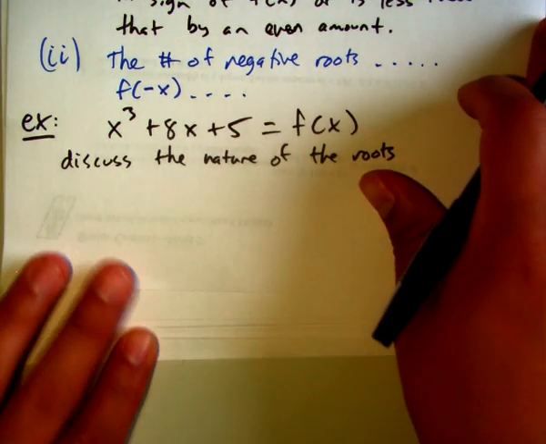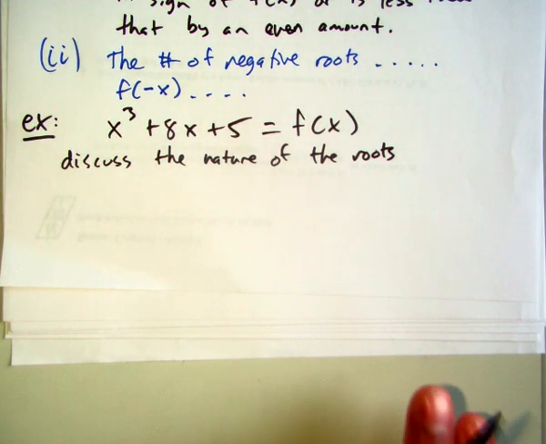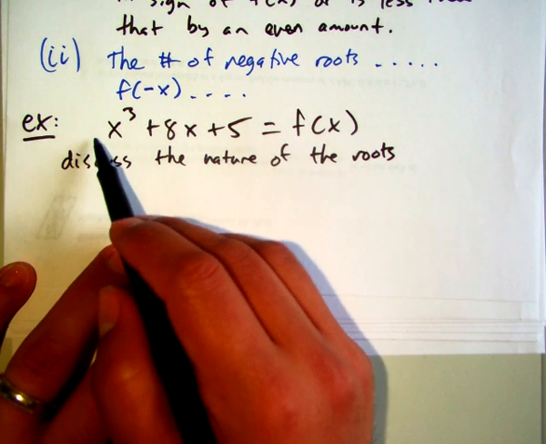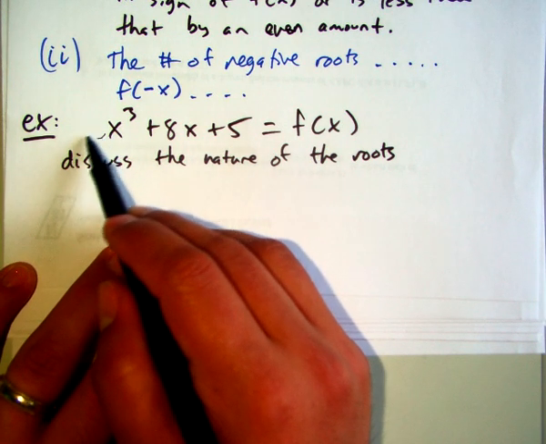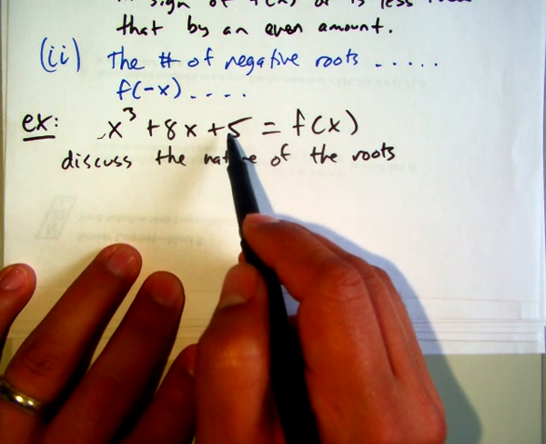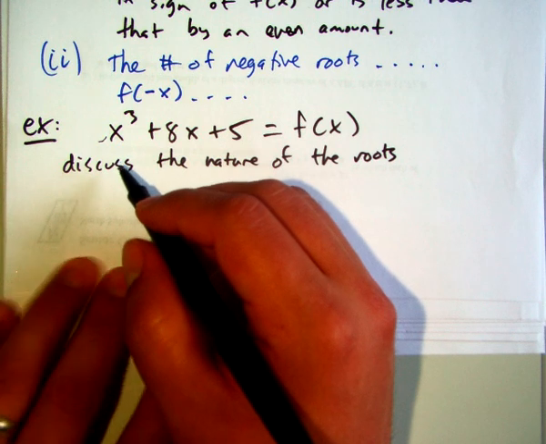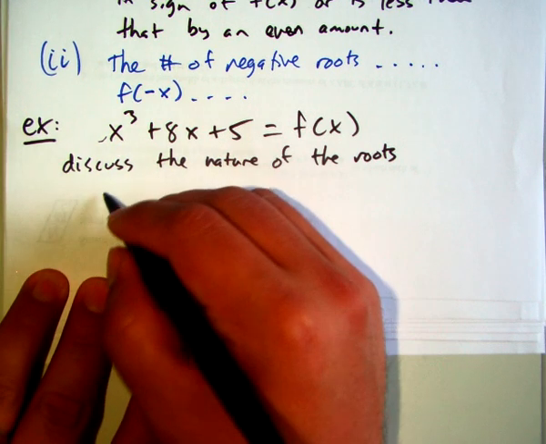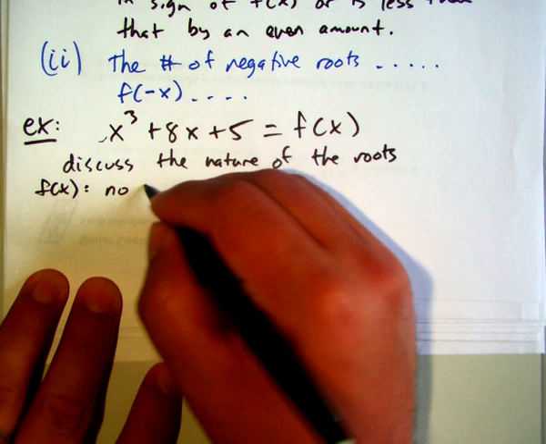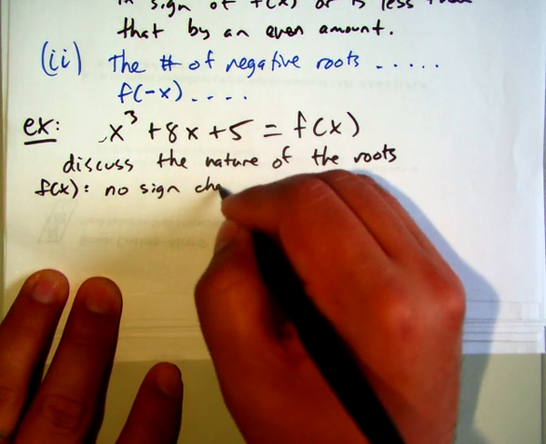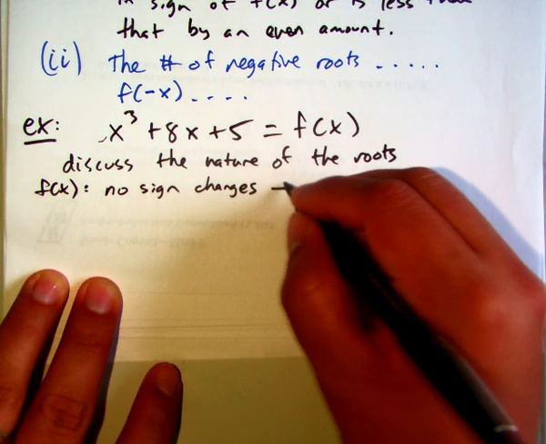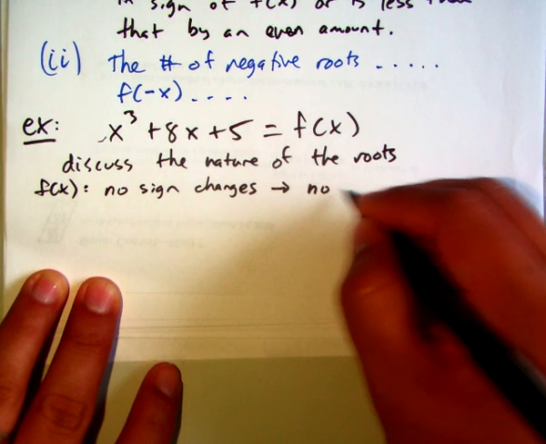Okay, so first what we do is look at f of x. And you see that out here we have a positive 1, a positive 8, and a positive 5. Which means that there are no sign changes for f of x. f of x has no sign changes, which guarantees that there are no positive roots.